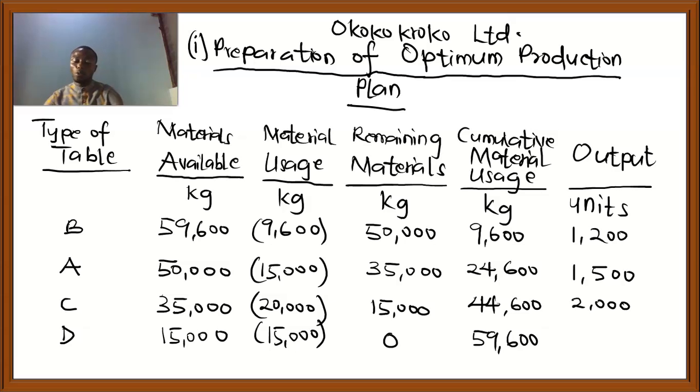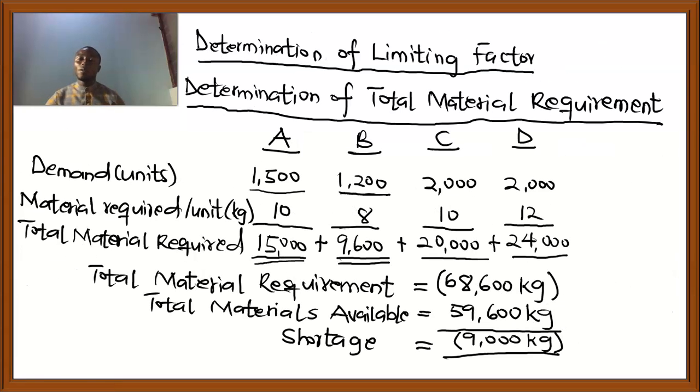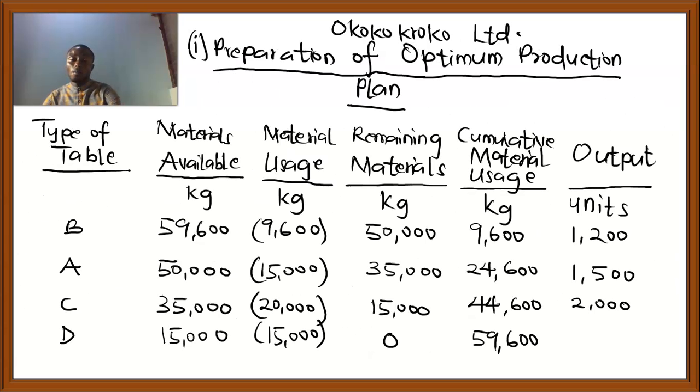Okay. So let's refer back to the determination of total material requirement schedule. We realize that table D has a demand of 2,000. And the total material required in respect of table D is 24,000. So in order to meet the demand of 2,000, we require materials of 24,000 to produce table D. But in our optimum production schedule, we are saying we are going to only use 15,000 because that is the only amount of materials remaining.